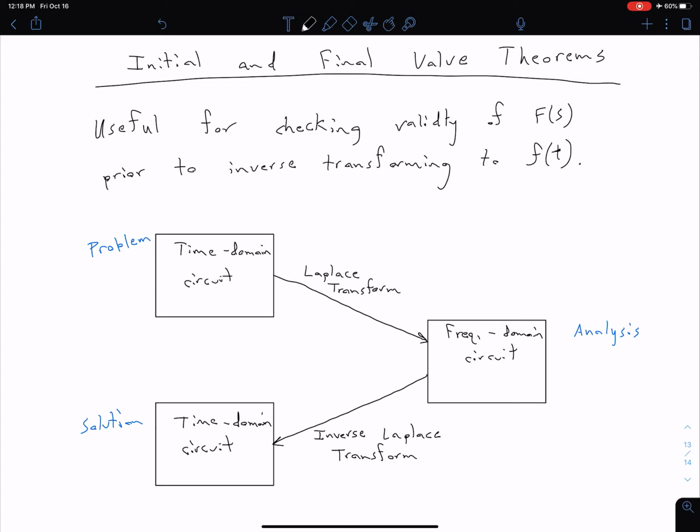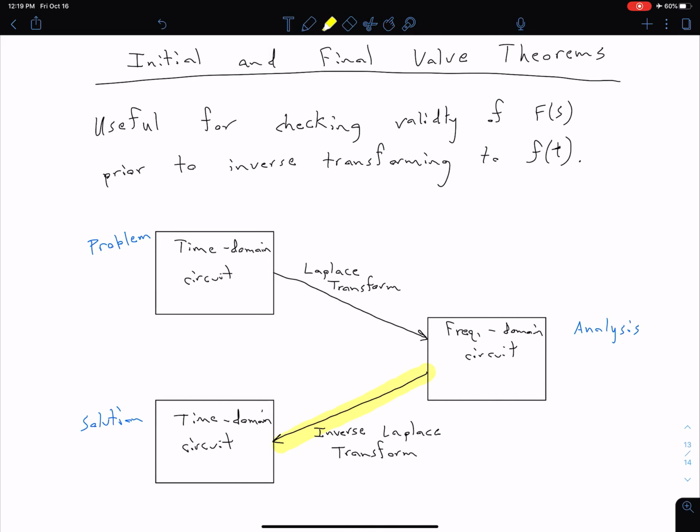To make more sense of that, I've copied this figure from our very first video in this unit. Keep in mind, we're starting with a problem in our time domain. We then Laplace transform to frequency, where we do our analysis, and then we inverse Laplace transform back to our time domain and get our final solution. As we're going to see in later videos, inverse Laplace transforming isn't always easy, and it can sometimes be quite time consuming. So it's useful to make sure that we've done our analysis correctly before going through that process. Our initial and final value theorems allow us a quick check there.